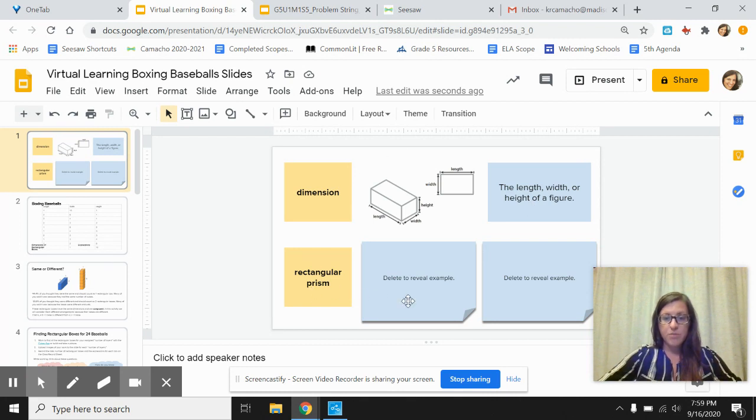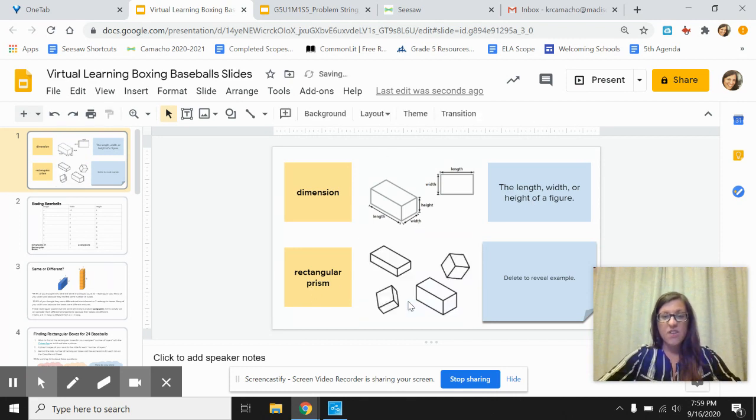And rectangular prisms are the only things that we've been finding the volume of so far. And that's important to note because finding the volume of these is different than, say, a cylinder or another 3D figure.